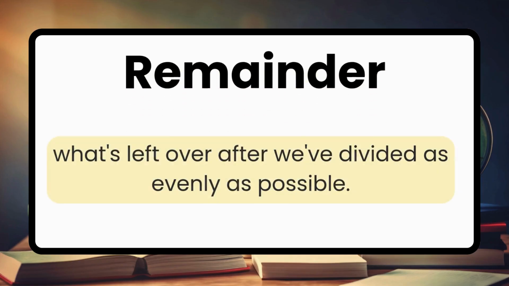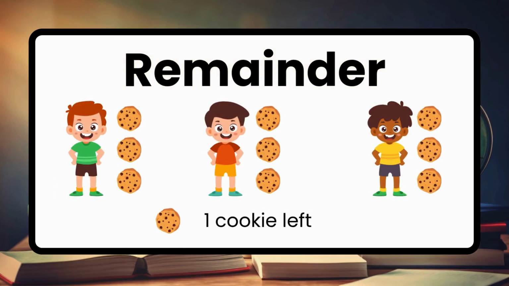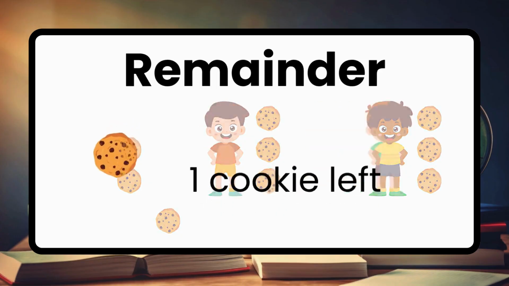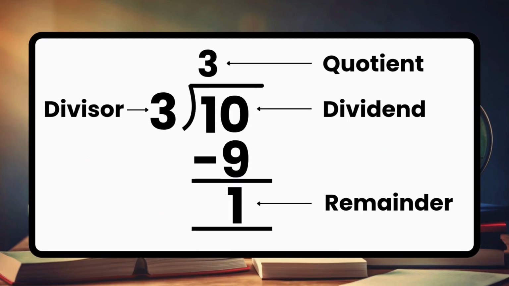Remainder. The remainder is what's left over after we've divided as evenly as possible. In our example, after giving each friend 3 cookies, we have 1 cookie left. This is the remainder. So this is how we can divide two numbers.